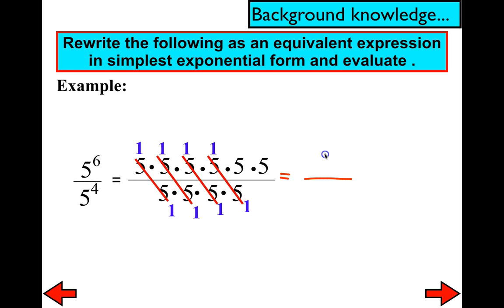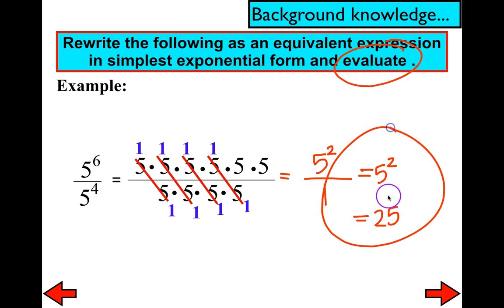Here it seems like I have 5 repeated twice, so I'm going to write that's 5 squared. In my denominator, I'm just left with a bunch of 1s. No matter how many times you multiply 1 by itself, you're always going to get 1. But since I'm asked to write in exponential form, I'm not done. I need to write that as 5 squared. And then if I evaluate it, I'm going to say 5 times 5 is 25. So these are the answers. This would be your exponential form, and this would be evaluated.